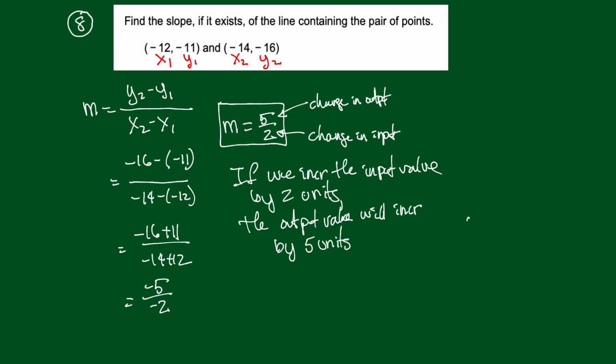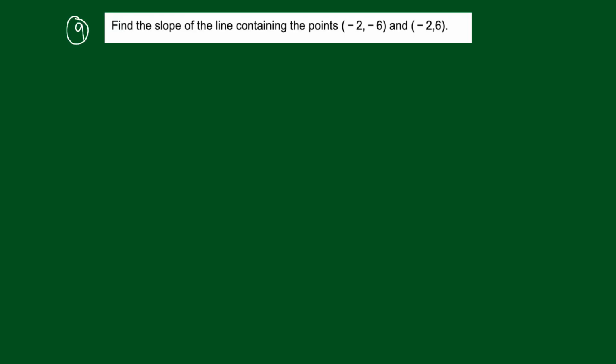Okay, on the graph it would look like this. If you increase this one by 2, the vertical would change by 5. Find the slope of the line containing these 2 points, negative 2, negative 6, and negative 2, positive 6, if it exists. Now I notice this right away.